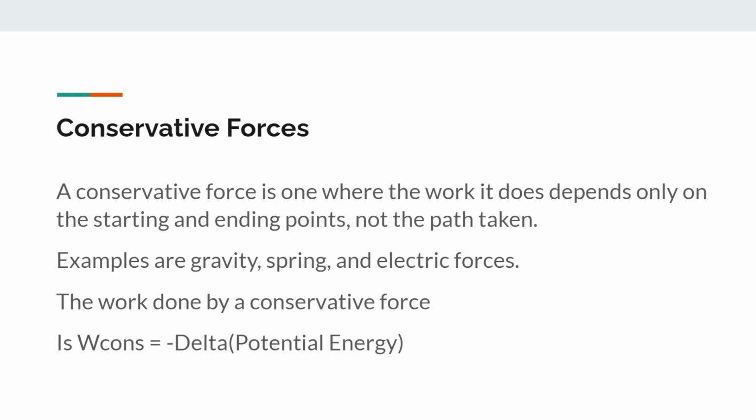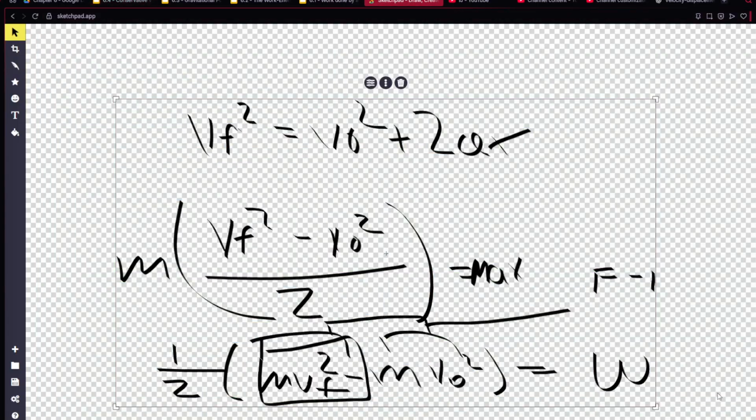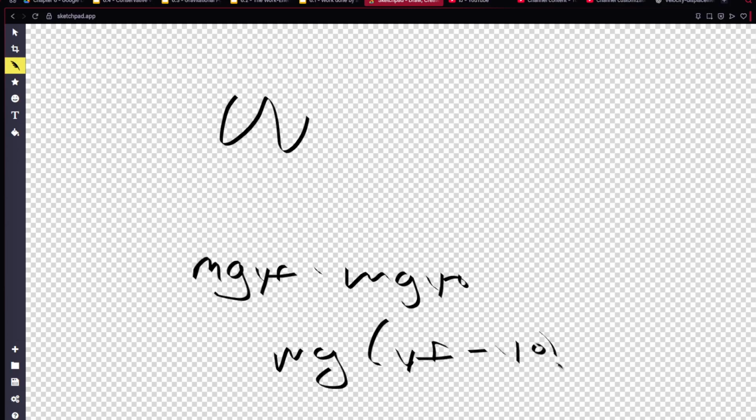Conservation equals negative delta potential energy. And that's quite self-explanatory. It's just from the other lesson. Basically, potential energy is defined as mgyf minus mgyo, which is the same thing as mg(yf minus yo). But remember that this is not technically right, because if yf is higher, then it's positive work. So that's why you just put a negative sign on both sides.